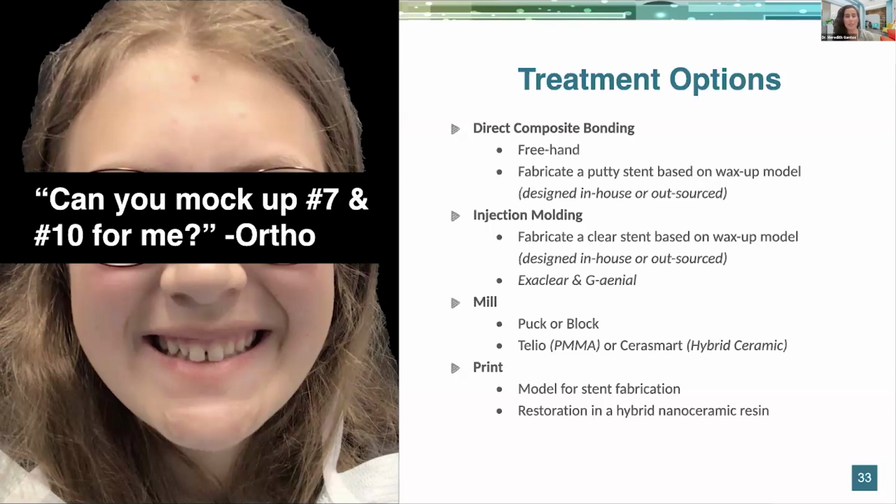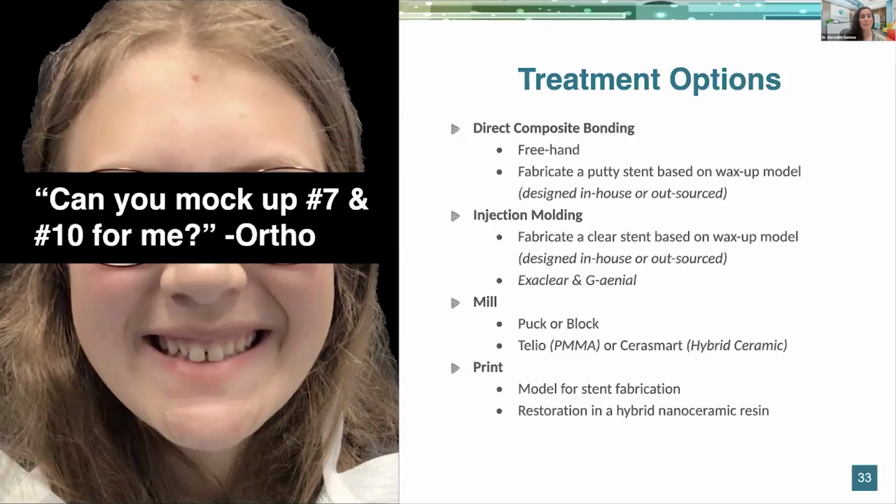So that takes me to milling and printing, right? Because those are going to be the most time efficient. Those are things I can delegate to an assistant to design and mill or print. So my options are I can mill that in like a PMMA or maybe one of those hybrid materials. I can do block milling. I can do puck milling, which drives the cost down even more.